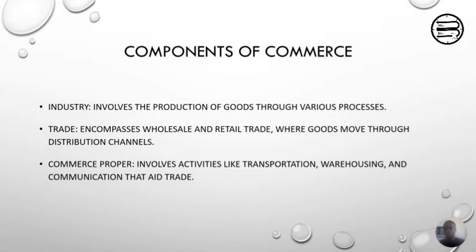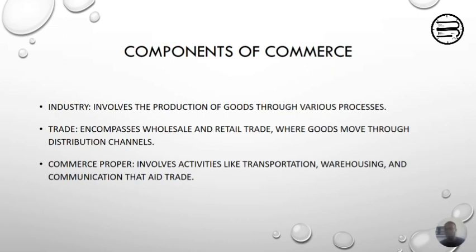Then we have to look at the components of commerce. We have the industry, which involves the production of goods and services through various processes. It might involve primary production, secondary production, or tertiary production. These are the various processes that are needed in the production process. Then we have to talk about trade, encompassing wholesale and retail trade.